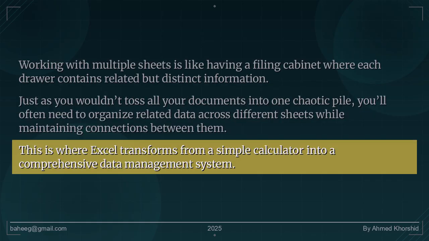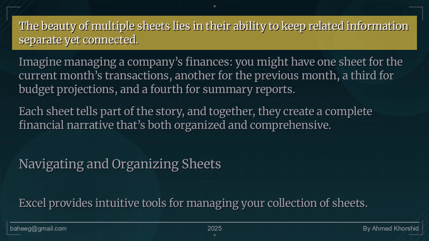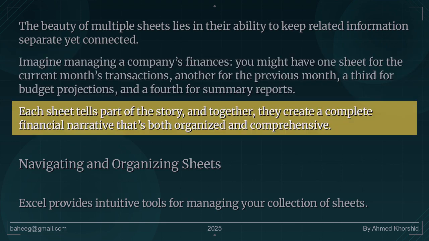This is where Excel transforms from a simple calculator into a comprehensive data management system. The beauty of multiple sheets lies in their ability to keep related information separate yet connected. Imagine managing a company's finances. You might have one sheet for the current month's transactions, another for the previous month, a third for budget projections, and a fourth for summary reports. Each sheet tells part of the story, and together they create a complete financial narrative that's both organized and comprehensive.